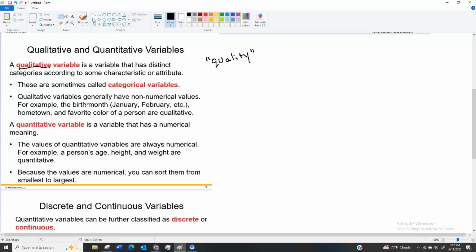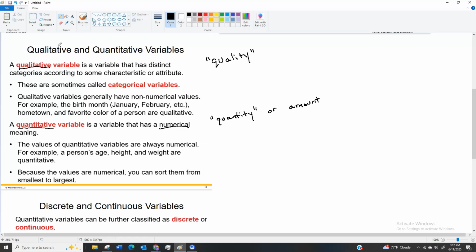So the examples they give here are birth month, hometown, favorite color, school that you go to, what grade you're in, what classes you take. Those are all qualities of a person that don't necessarily have a numeric value to assign to them. Now, on the other hand, when you talk about a quantitative variable, the base word of quantitative is, of course, quantity, which means amount. So when you're talking about a quantitative variable, you're talking about amount, which is typically a number.